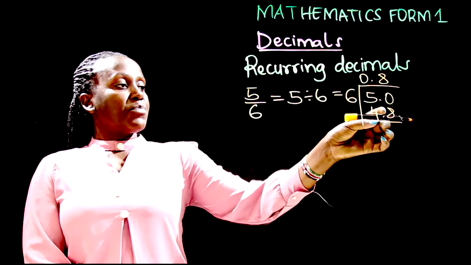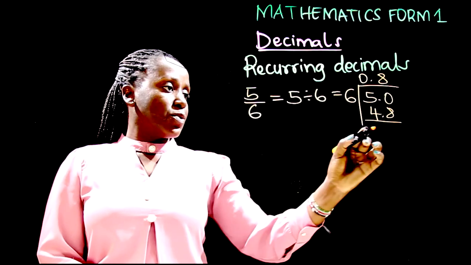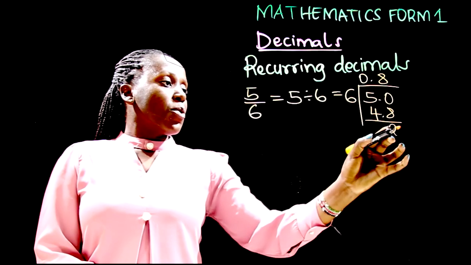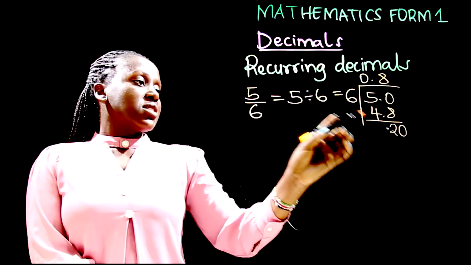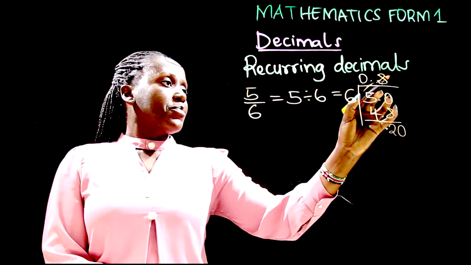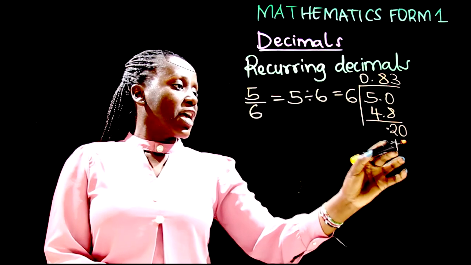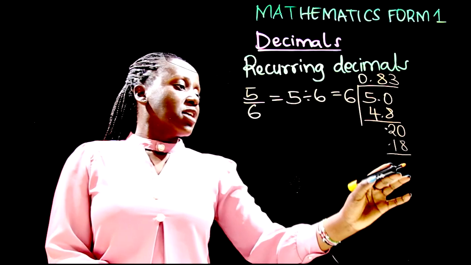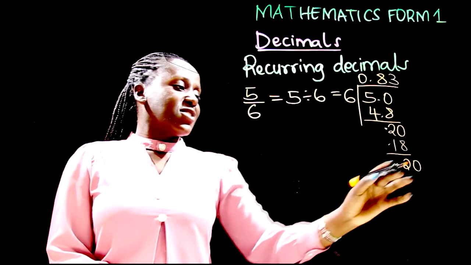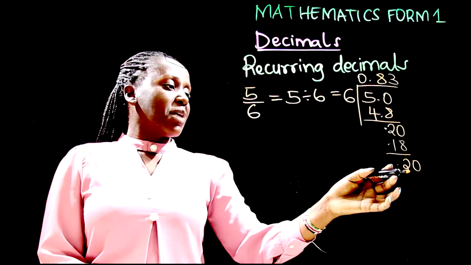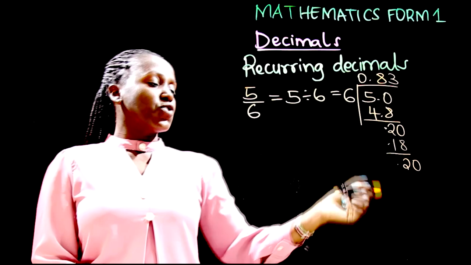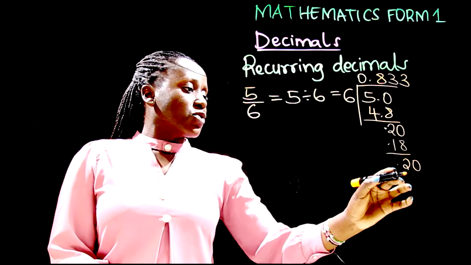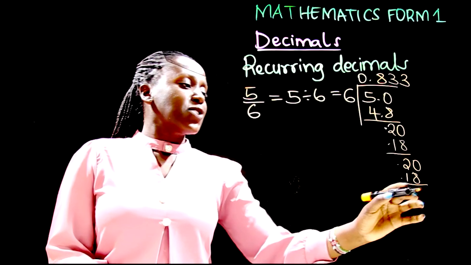Now 50 minus 48 is 2. So we have 0.2 there. And since 2 is less than 6, we add a 0. So 6 goes into 20 3 times because of 18. Again, we subtract. 20 minus 18 is 2. So we add a 0 again. 6 goes into 20 how many times? 3 times. So we have 3 there because of 18. If you subtract, you get 2.